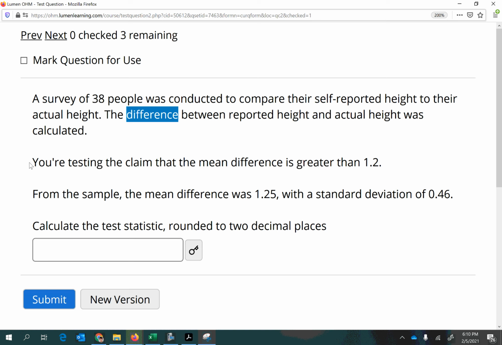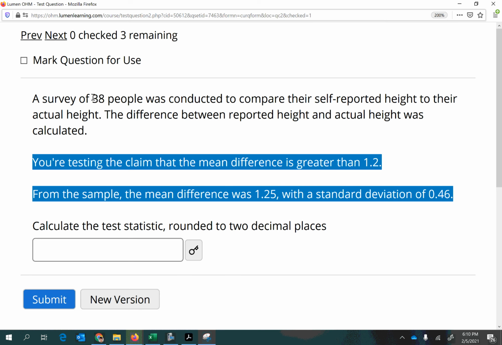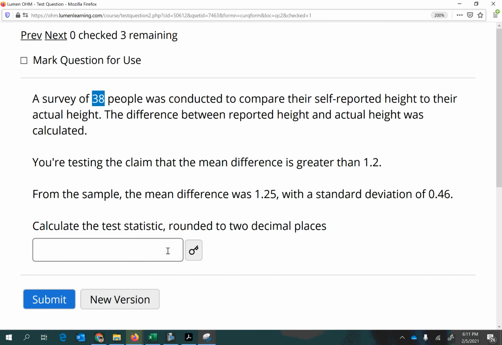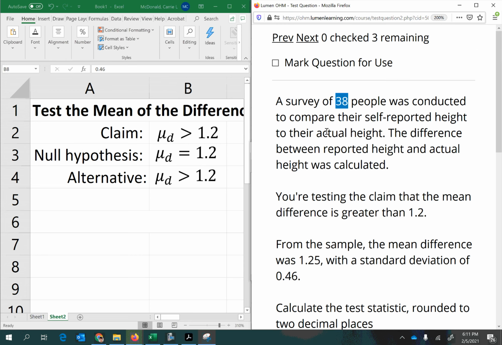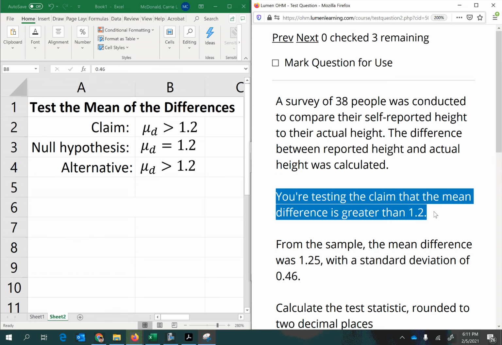And then we are given the information that we will need to plug into the formula within this part of it, and also we will need the sample size from up here. So let's go ahead and look at Excel. I've started off by just identifying that we are doing a test of the mean of the differences for matched paired data. And our claim was given here and written in symbols. It looks like this, the Greek letter mu with the subscript d to remind us that it's the mean of the differences of matched pairs.